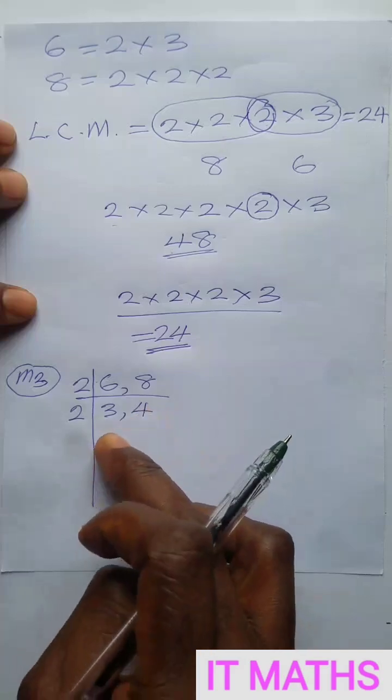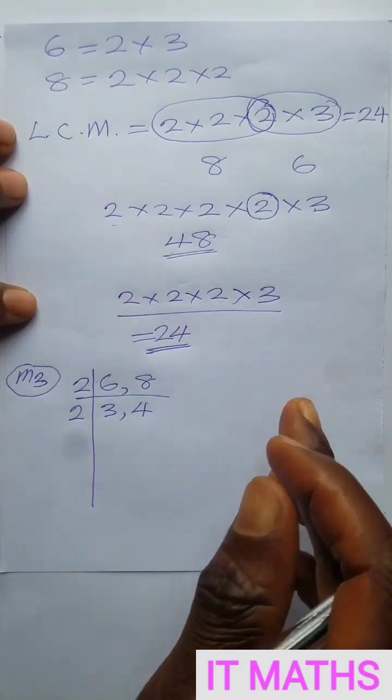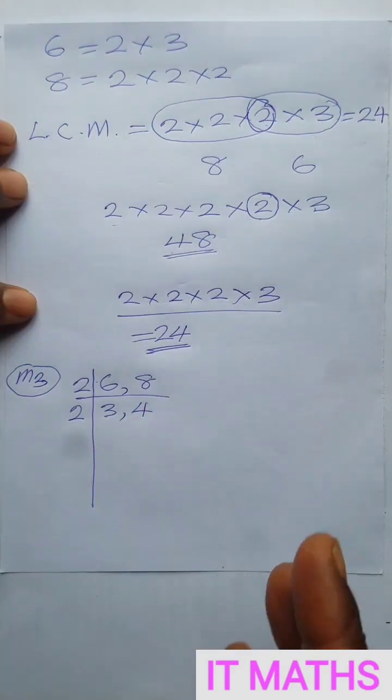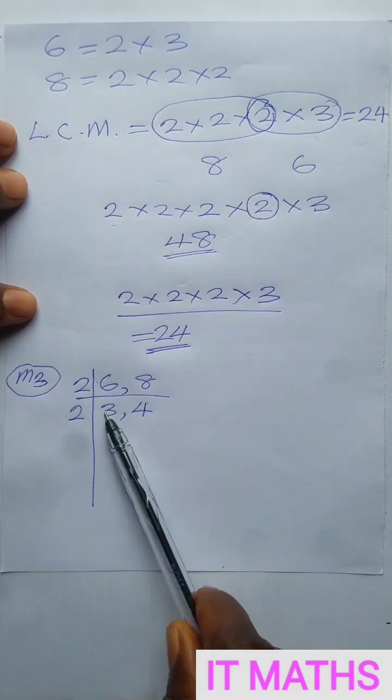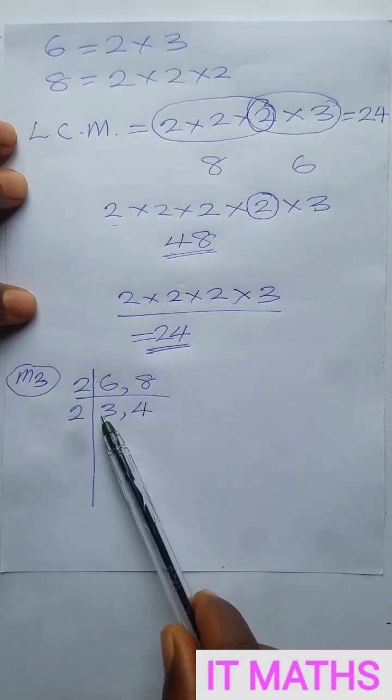Remember, the difference between these and factors is that in highest common factor, since we are looking at common factors, we cannot pick a number that is not a common factor to both of them.